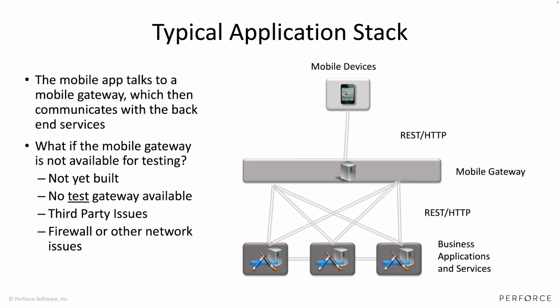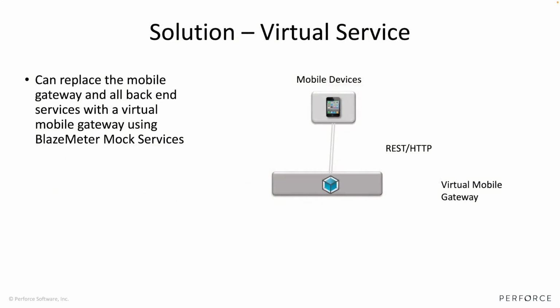Well, the solution to this is to use a virtual service, sometimes known as a mock service. What we can do is replace the mobile gateway and backend services with a virtual mobile gateway using BlazeMeter Mock Services.